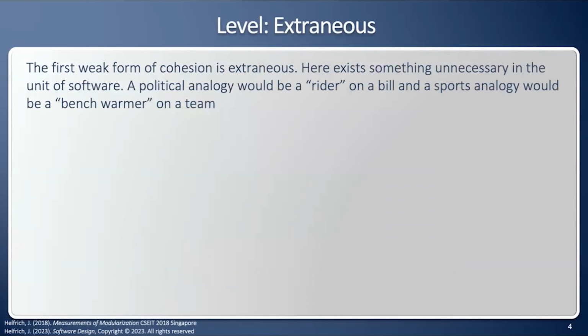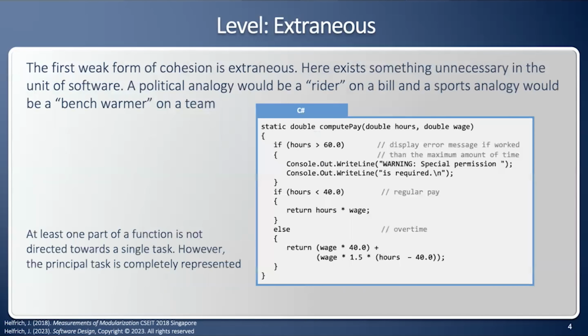Now, extraneous means I do something extra. In other words, I have stuff in the function that does not pertain to its main task. For an example, take a look at this version of compute pay. So not only do I compute the pay, but I also output a warning message. The warning message is not directly related to computing pay, therefore it's extraneous.